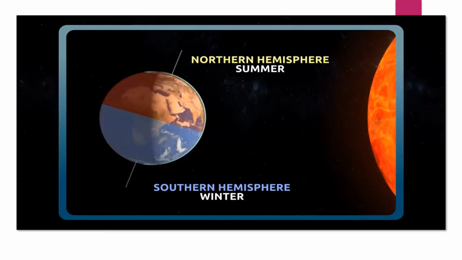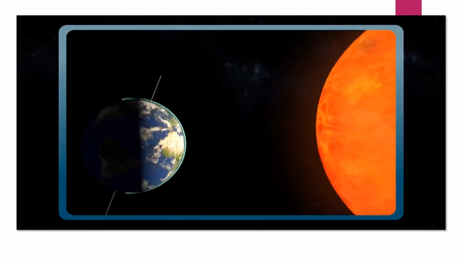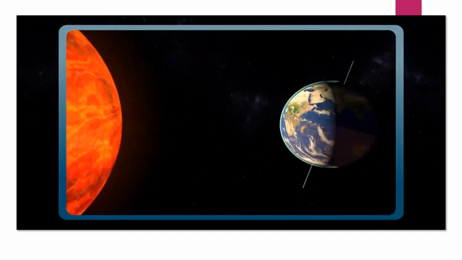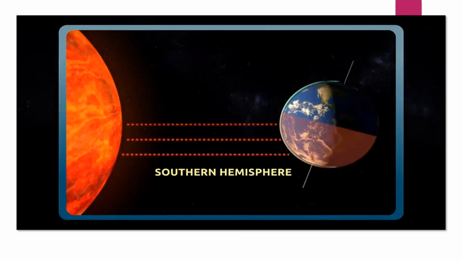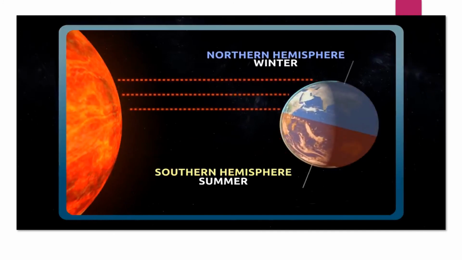Here, we can see that it's summertime in the northern hemisphere and wintertime in the southern hemisphere. The opposite will occur in 6 months. Sunlight will reach the southern hemisphere in a more direct way, and it will be summer, while in the northern hemisphere, it will be winter.